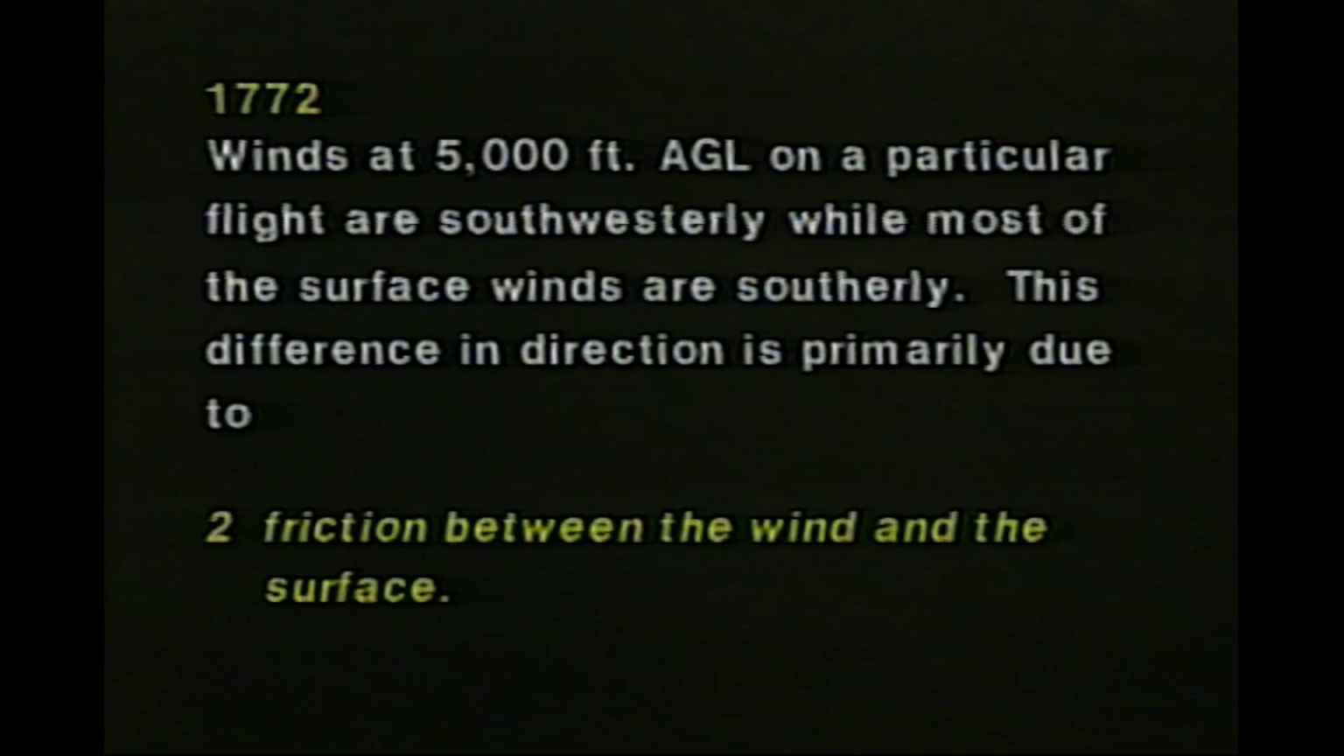Question 772. Winds at 5,000 feet AGL, AGL means above ground level, on a particular flight are southwesterly, while most of the surface winds are southerly. This difference in direction is primarily due to? The answer is number 2, friction between the wind and the surface.